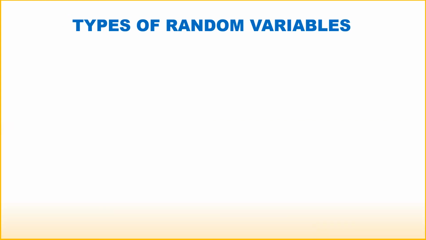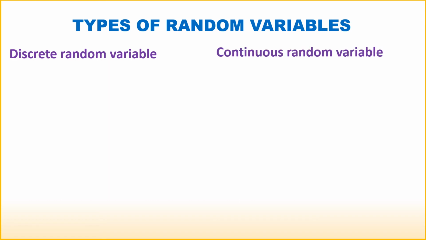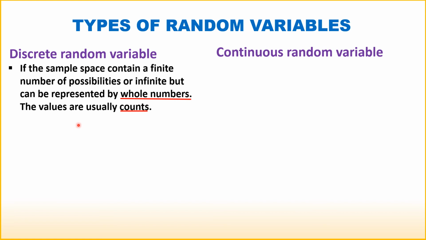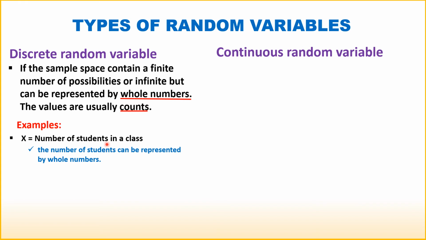We have 2 types of random variables. The first one is the discrete random variable, and the other one is the continuous random variable. A discrete random variable is one where the sample space contains a finite number of possibilities, or infinite but can be represented by whole numbers. The values are usually counts. For example, X, number of students in a class. So, yung number of students can be represented by whole numbers. Kahit pa gaano kadami ang estudyante sa loob ng klase, it can be represented by whole numbers.